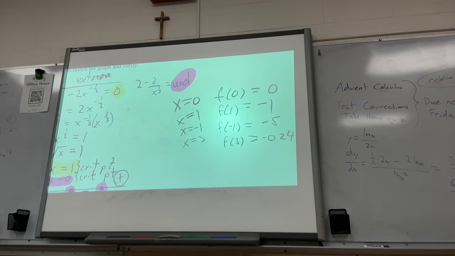Okay. So this list right here, this gives me, so what's my absolute max then? 0. Absolute max is going to be 0. Okay, what's my absolute min? It's going to be -1, -5. All right.